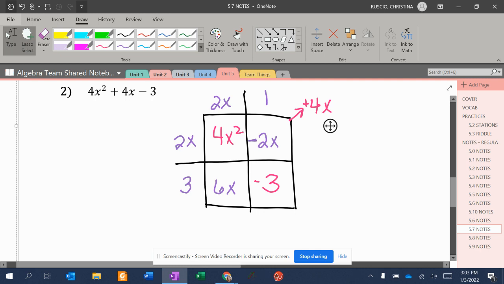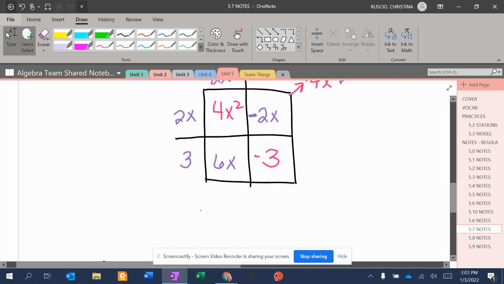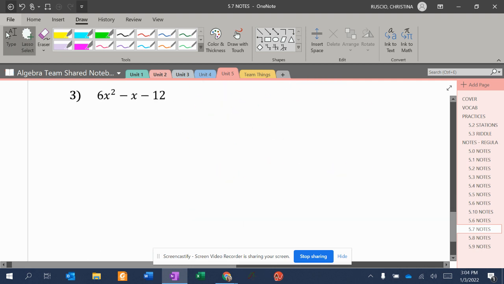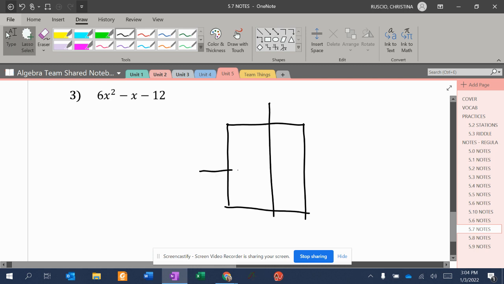I think this has to be negative, so this has to be negative. 6x minus 2x is 4x. So two of my factors are 2x minus 1 and 2x plus 3. Okay, lastly, here we have this example, 6x squared minus x minus 12. You know the drill by now. Let's set this up in the box.